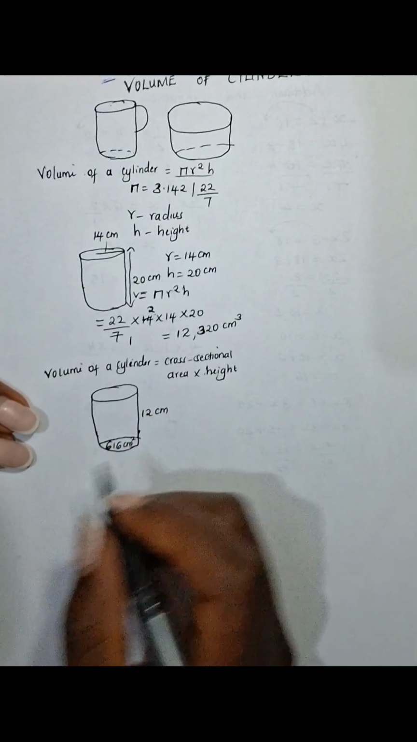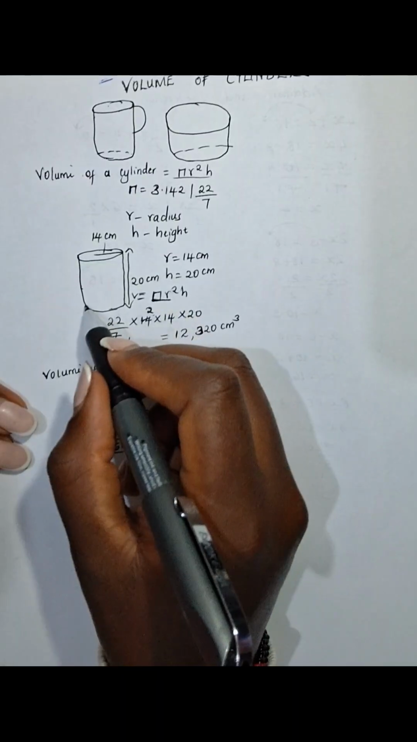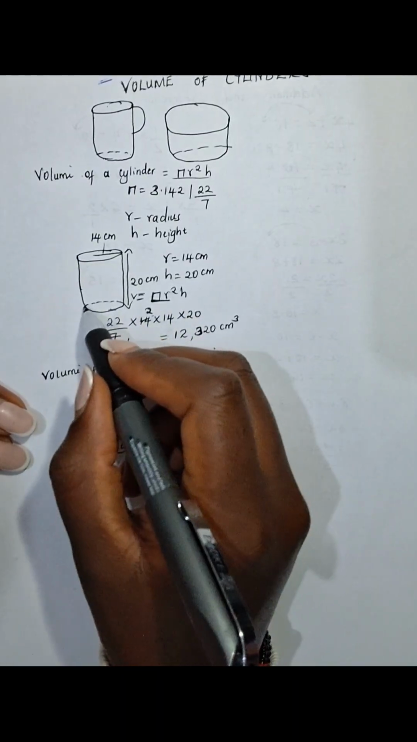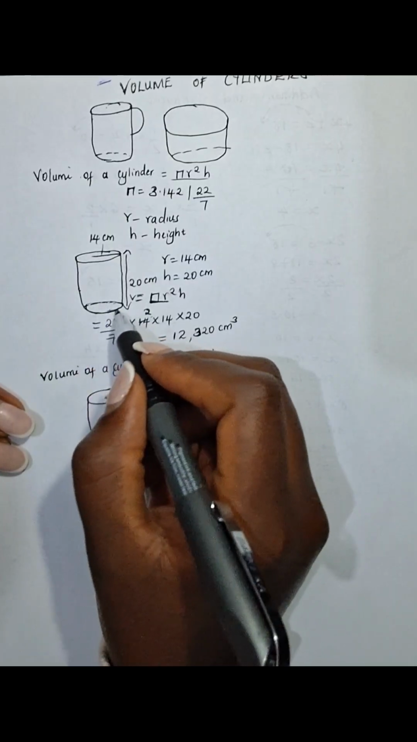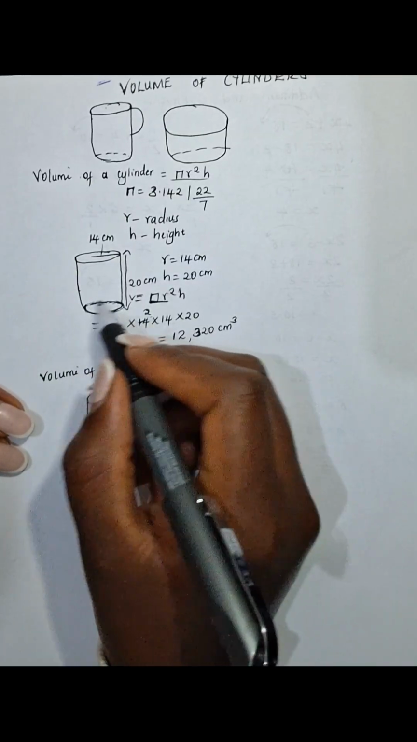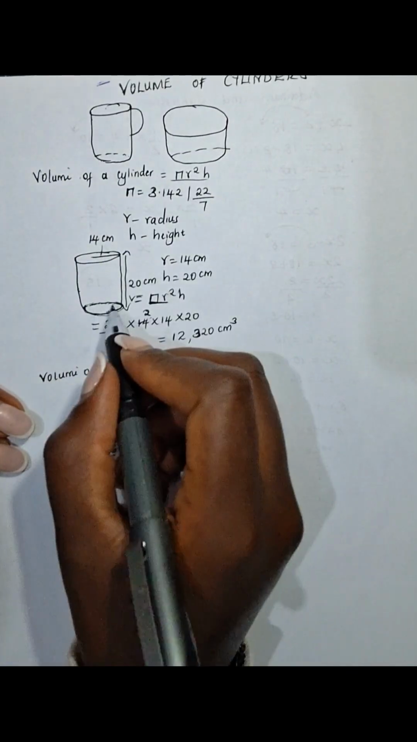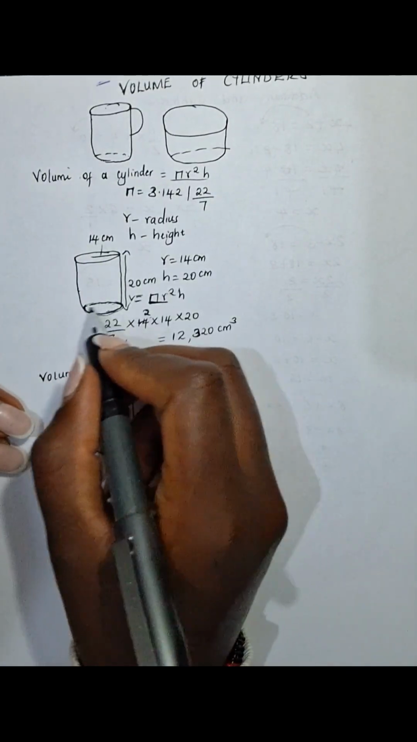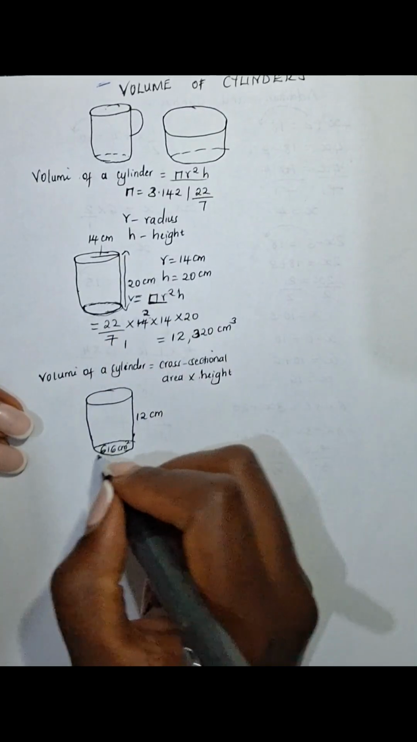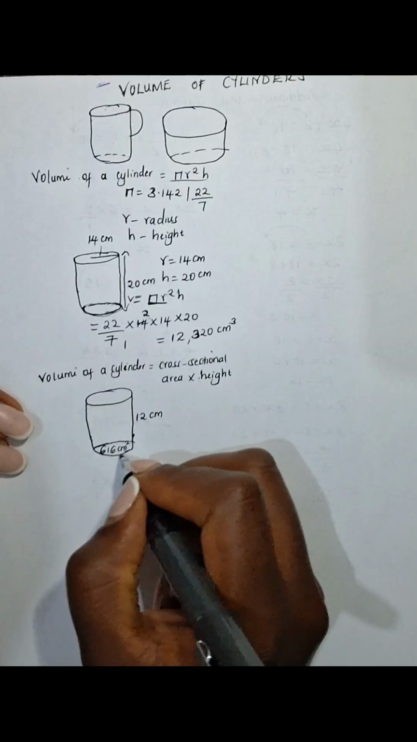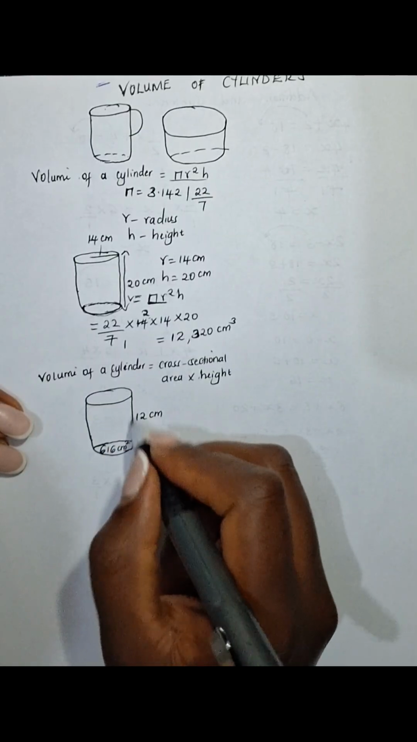Okay? You see, when we have this pi r squared here, it is the area of this part below here. Remember, this area is circular, and the area of a circle you find by pi r squared. So the height is when you are supposed to calculate the volume. The cross-sectional area is this area here. And when you're given this area, you're only supposed to multiply with the height.